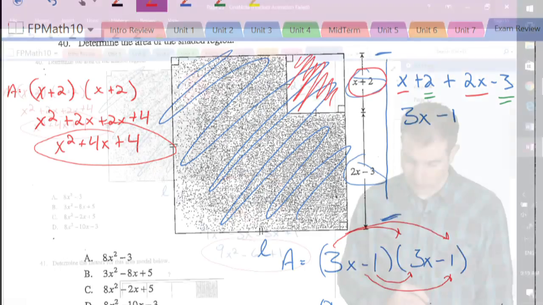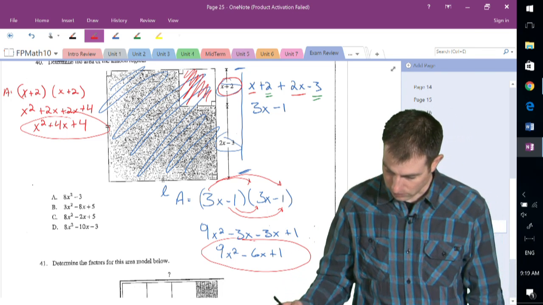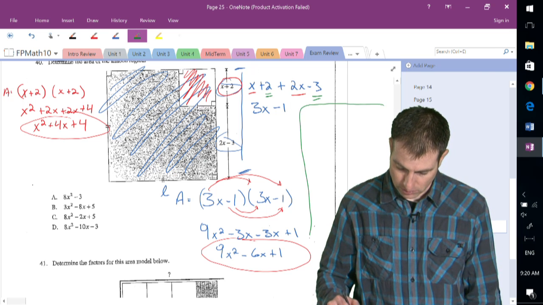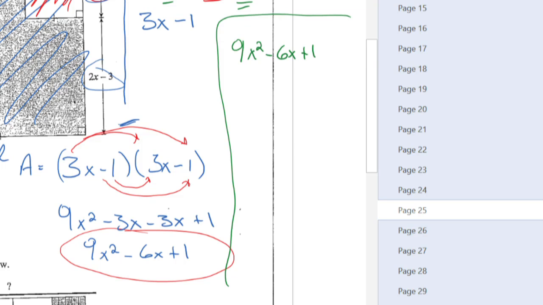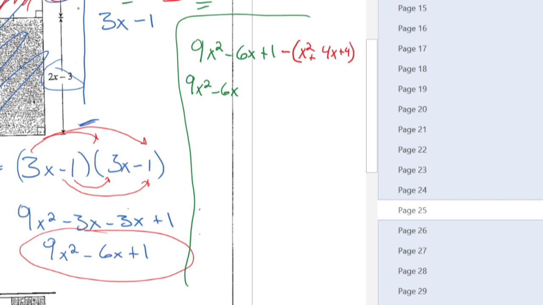This down here is the big square. If I wanted just the shaded area, I'm going to take the big square and take away the little square. I'm going to run out of room here, so I'll do it over here. I'm going to take the big square, 9x squared minus 6x plus 1, and then subtract from that x squared plus 4x plus 4. So 9x squared minus 6x plus 1. Then I'm going to take away, now I need to subtract everything in the bracket: minus x squared minus 4x and minus 4.